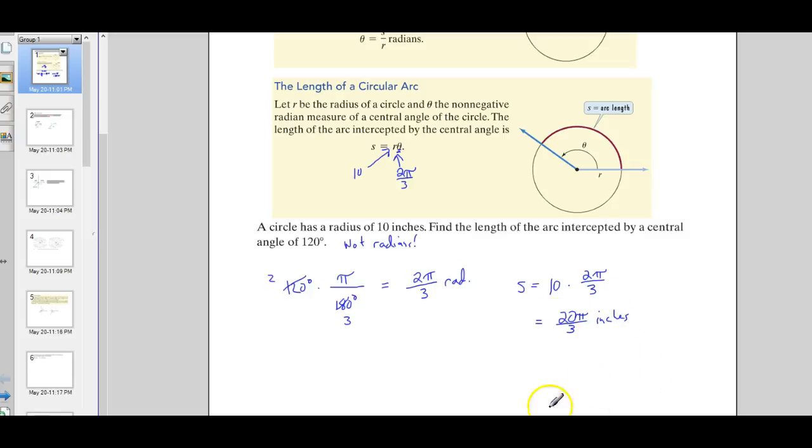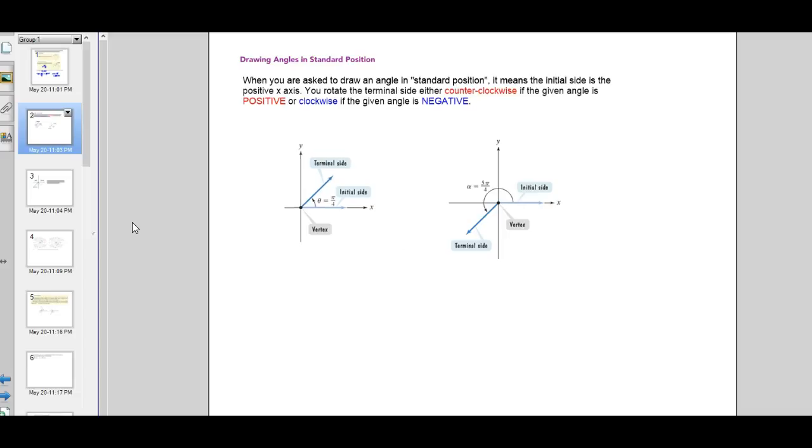Okay, so that's just an example of how we can go through and find the arc length if we know the angle in either measure. If it was already given to us in radians, we'd plug right in. If it's not, then we do that quick switch from degrees to radians like we saw in the last video, and then plug it in. Alright, now on to what we were talking about at the very beginning, standard position.